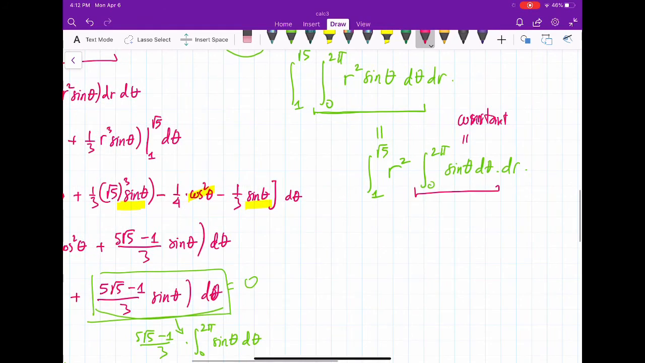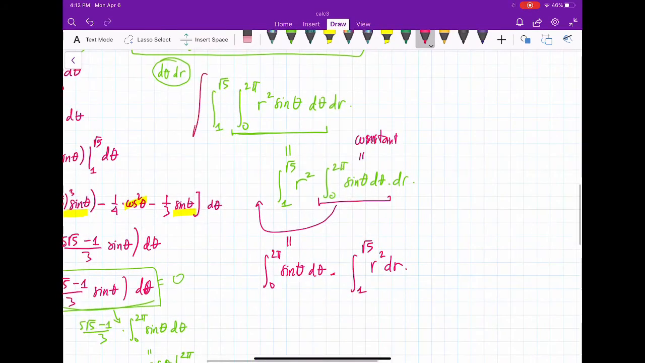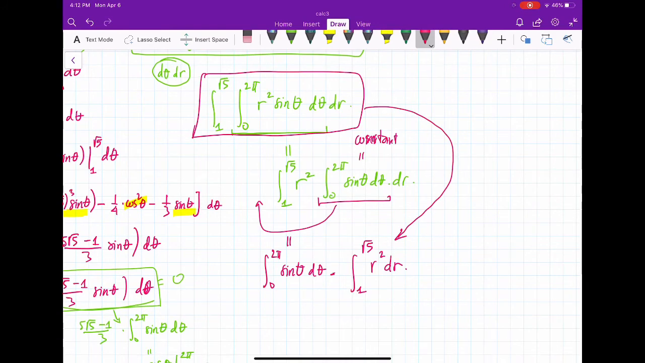So if this is a constant, you can take this out, right? And then it turns out that this is equal to the integral from 0 to 2 pi of sine theta d theta times the integral from 1 to square root of 5 of r squared dr. You see? So this is very convenient. You rewrite this integral in terms of a product when you may separate r and theta. Don't forget about that. If you can separate them, you can rewrite in terms of a product. And this is how we can make that. Make sense?